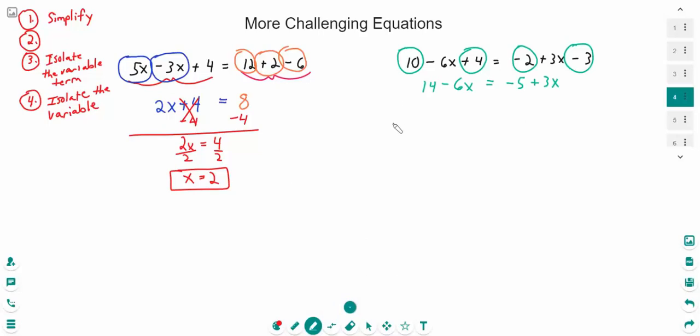Okay? Now, this is where we get to that second step. So I'm curious to see how you did this on your own. Maybe you recognized it. But we've got an x here, we've got an x here. We've got x's on both sides of the equation this time, which is unusual for us. We've never had that before.